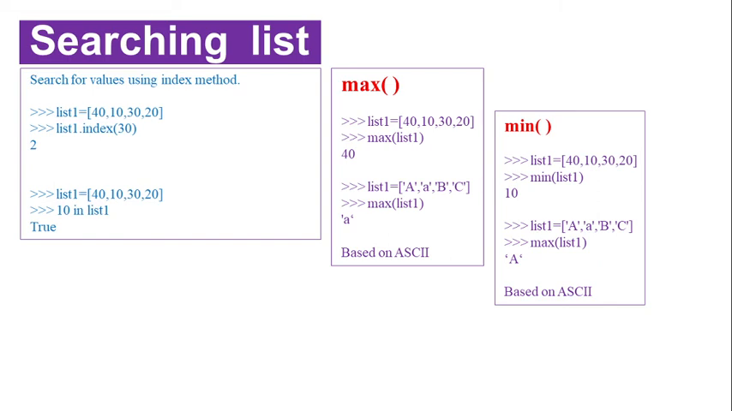The index method returns the index. Then max and min, working with numeric values as well as character or string values, and for string values we make use of ASCII. So this is all for the time being. Go through all these topics, the theory stuff first, then go for practicals. Since these topics are very simple, please don't ignore them, go for practice.